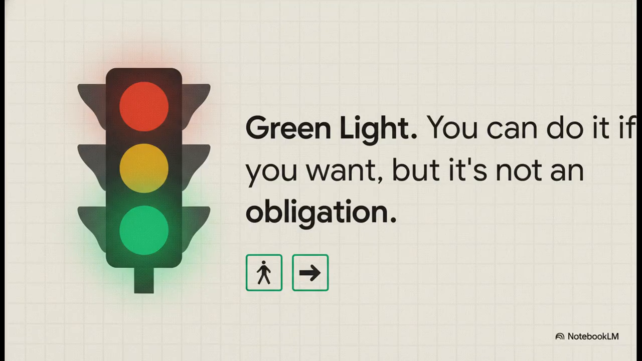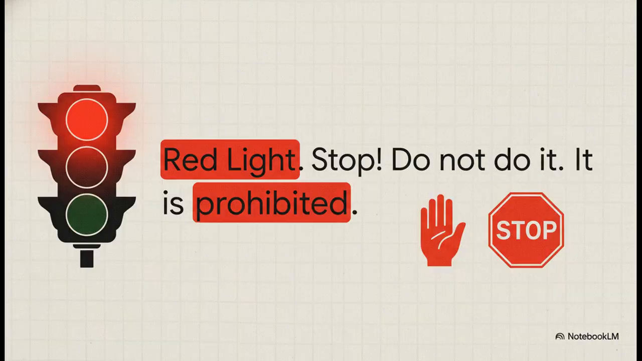A great way to remember this is to think of a traffic light. Don't have to is a green light. It means go ahead if you want, but you don't have to. The choice is yours. But mustn't, that's a big red light. It means stop, don't do it, no way, it is absolutely prohibited. That's your word for prohibition, not don't have to.